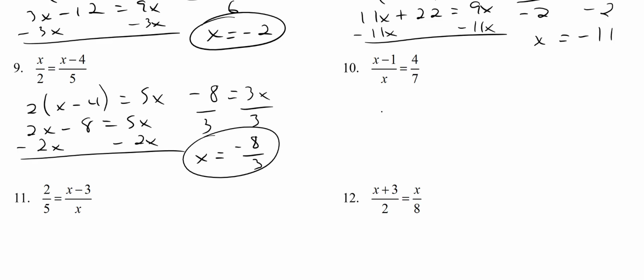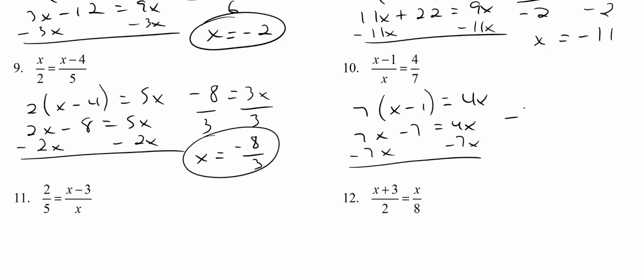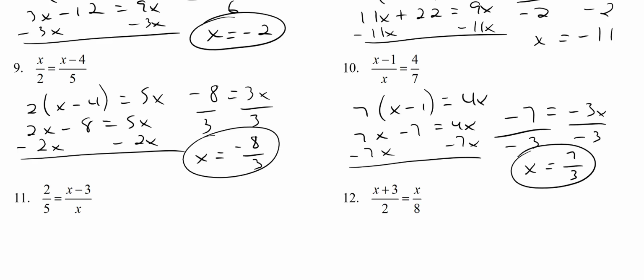Okay, next one is going to be 7 times x minus 1. You may be tempted to write x minus 1 times 7, but you should always put the number in front of it so then you can distribute easily. Equals 4x. So 7x minus 7 equals 4x. And then I'm going to subtract 7x from both sides. So it gives you negative 7 is equal to 4 minus 7, which is negative 3x. Divide by negative 3. And x equals positive 7/3.